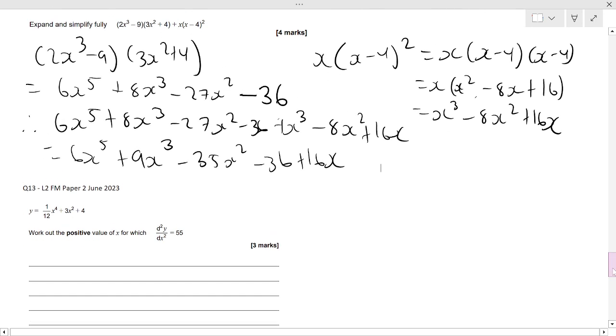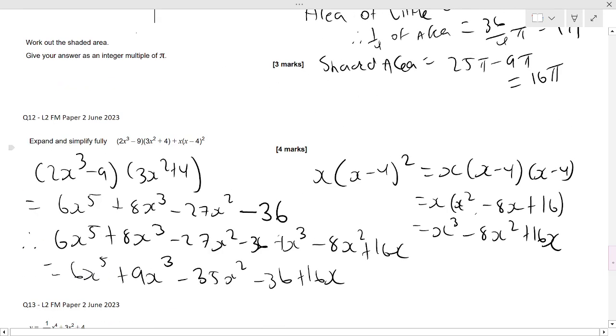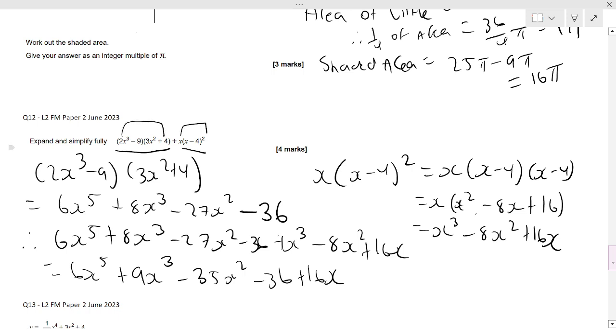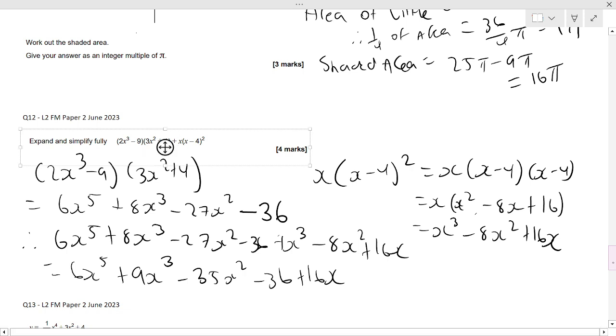Question 13. And that's a strategy if you get a nasty question like this. Do it part by part, you know? So expand this part first, then expand this part, and then you can add them together. Don't freak out over that, you know? Just split it and do it into manageable steps.